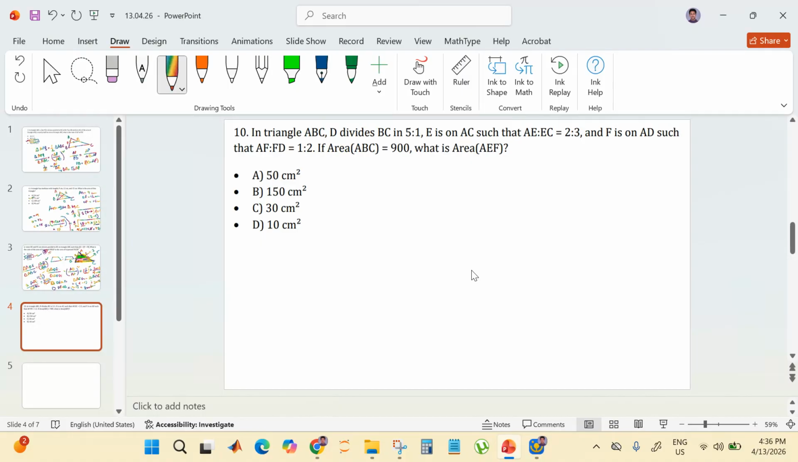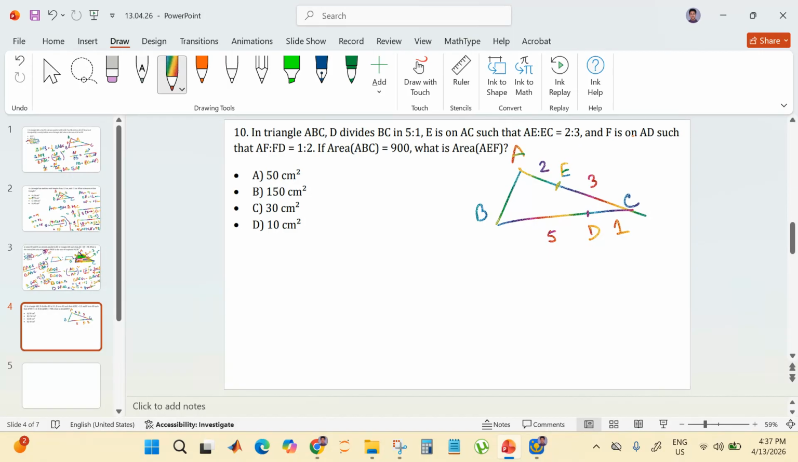In triangle ABC, D divides BC in 5 is to 1. So I am drawing a triangle ABC. D divides BC into 5 is to 1. AE is to EC is 2 is to 3.